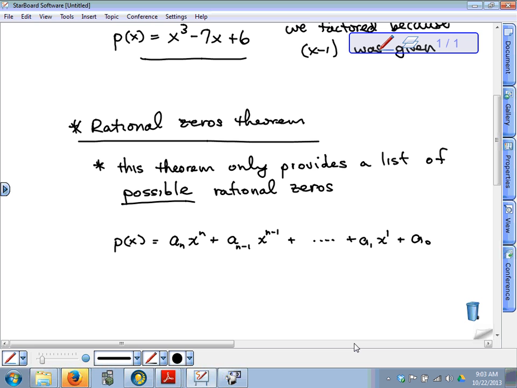I showed you this a few sections ago. This is just a polynomial in general form. It starts with a certain degree, and then the degrees decrease by 1 until eventually you end up with a first degree term and a constant. That's all that this is saying.